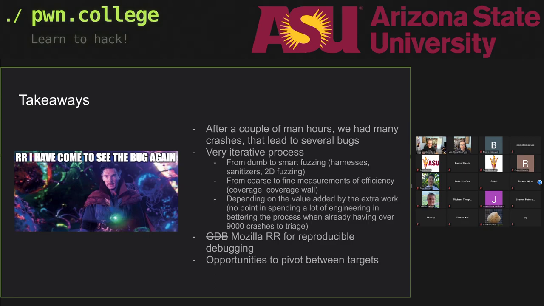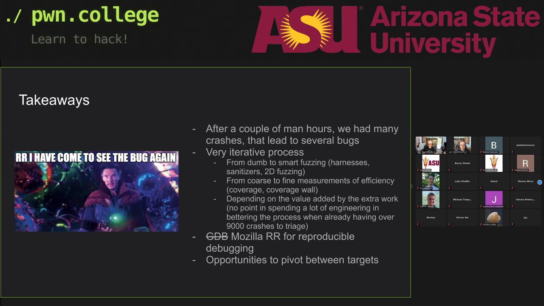And later we expanded to the 2D fuzzing mentioned before, which mutated along the axes of both fuzzing the binary and the commands that it runs. We also improved our measurements of efficiency as the semester went on. In the beginning, we were kind of eyeballing which files the fuzzers touched, but later on we had full coverage reports with AFL-Cov.